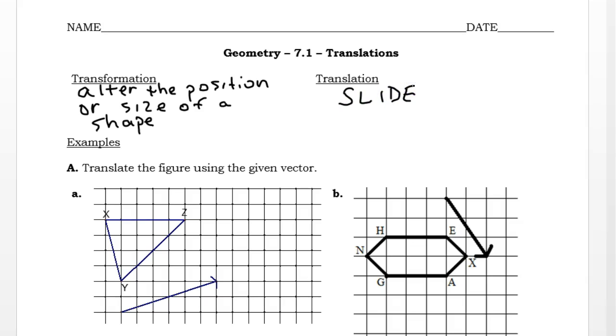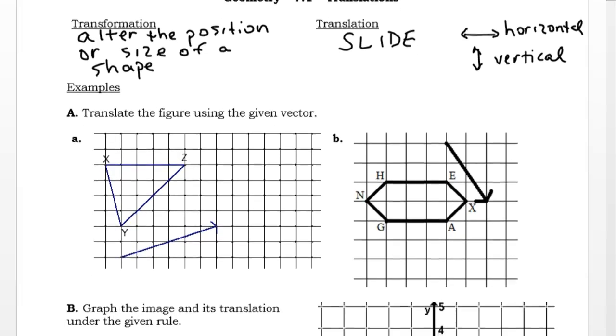So whatever shape you have, triangle, quadrilateral, any shape that you have, you're going to slide that shape around the plane. So we can have horizontal translations, which would be moving left and right. We can have vertical translations, which is moving up and down. And we can also have diagonal translations, so they can go really any direction.